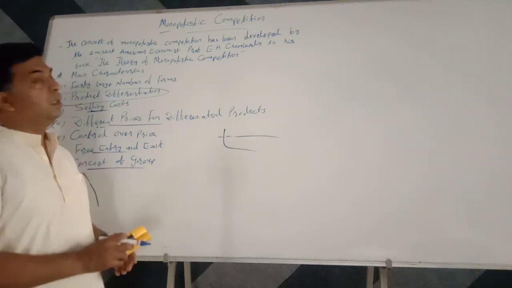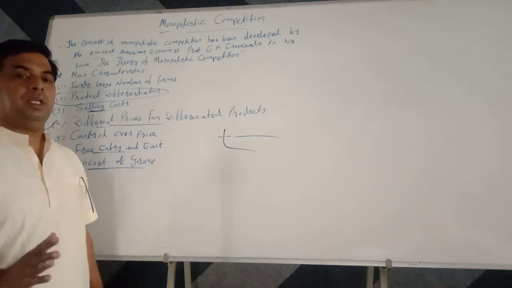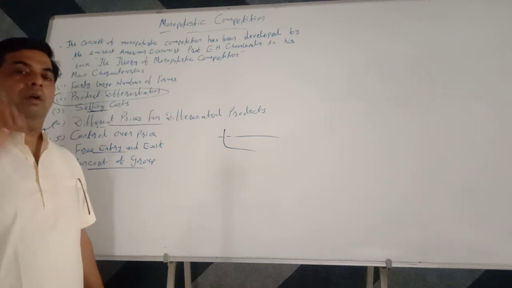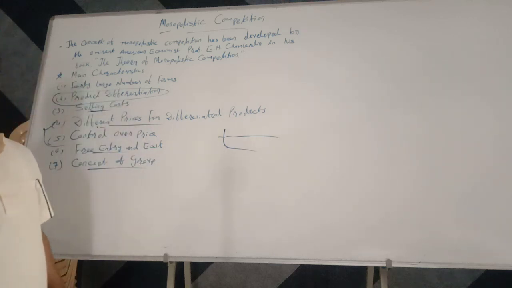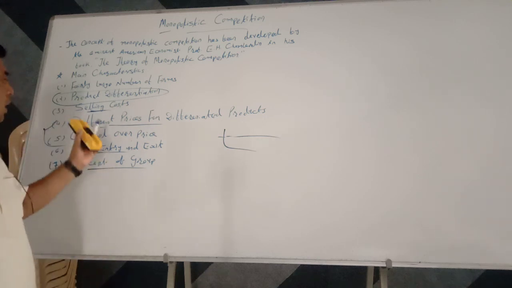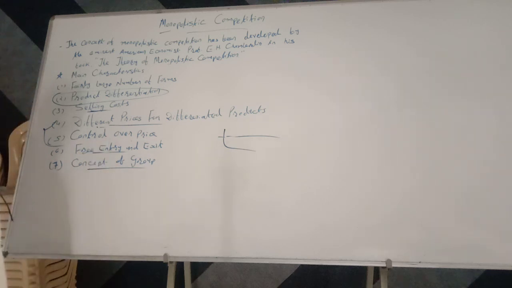I am repeating that the concept of monopolistic competition has been developed by the eminent American economist Professor E.H. Chamberlin in his book The Theory of Monopolistic Competition. And these are the characteristics: large numbers of firms. The most important characteristic is product differentiation. वो डिफरेंशिएट कर सकते हैं हम लोग, क्या एडवर्टीजमेंट के थ्रू मेथड्स के थ्रू डिफरेंशिएशन हो सकता है. सेलिंग कॉस्ट an inevitable feature of monopolistic competition, different prices for differentiated product, control over prices, free entry and free exit, and last, concept of group.